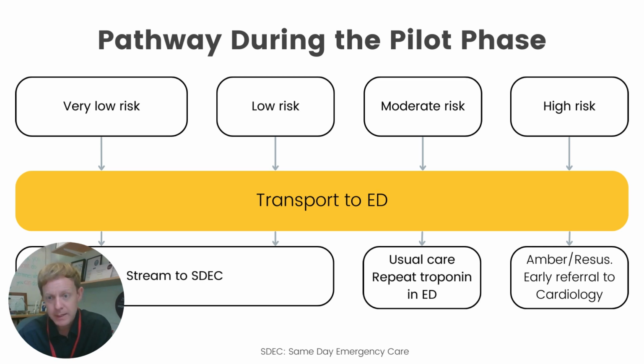For the high-risk patients, we'll also be able to identify them very early so that they can avoid waiting in corridors, hopefully avoid being sent inappropriately to waiting rooms. They can go to amber areas or resus areas of the emergency department, and the staff can review them early and refer them on to cardiology early. So that's a quick rundown of how we hope to use TMACS to improve patient pathways in the North West Ambulance Service as part of our pilot Advanced Diagnostics Accelerator project.